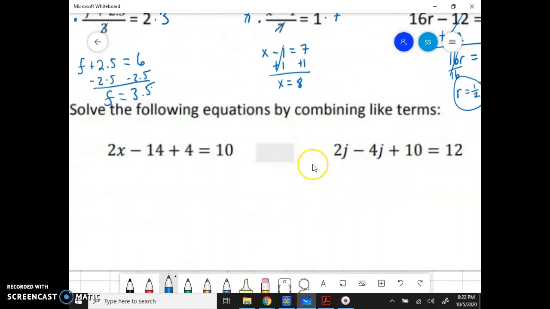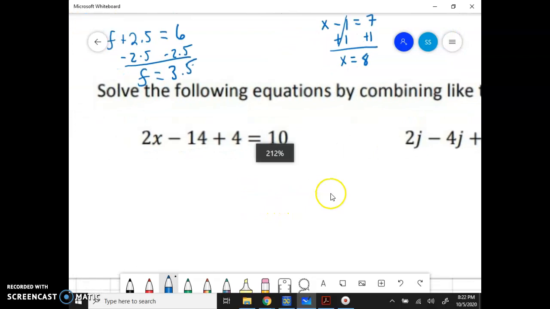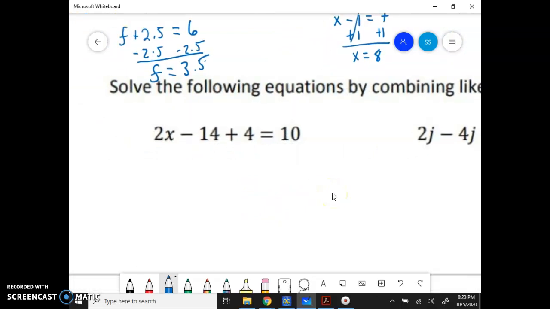All right, these next ones we are going to have to do just one little step first, and then it's going to be a two-step equation. So we just have to combine like terms like we were doing last week, and then we're going to solve equations like we've been doing. So this first one here, we have our like terms, which are our constants, our regular numbers. We have negative 14 and 4. So I'm going to go ahead and combine those. Negative 14 plus 4 is negative 10.